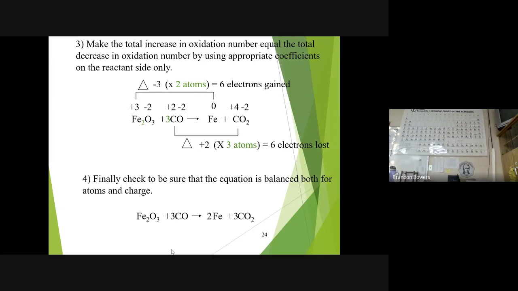That's one method. Okay, 4 steps. That's not too bad. Make the total increase in oxidation number equal the total decrease. That's pretty clever. That's a clever way. We like this way. The second way gets a little extensive. You good? Anybody writing still?